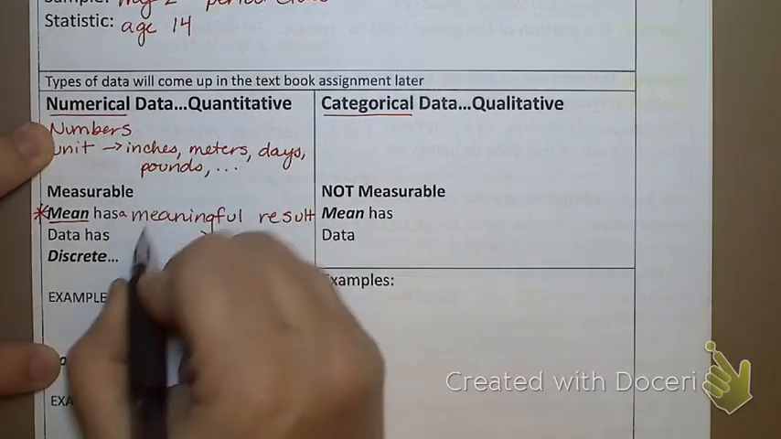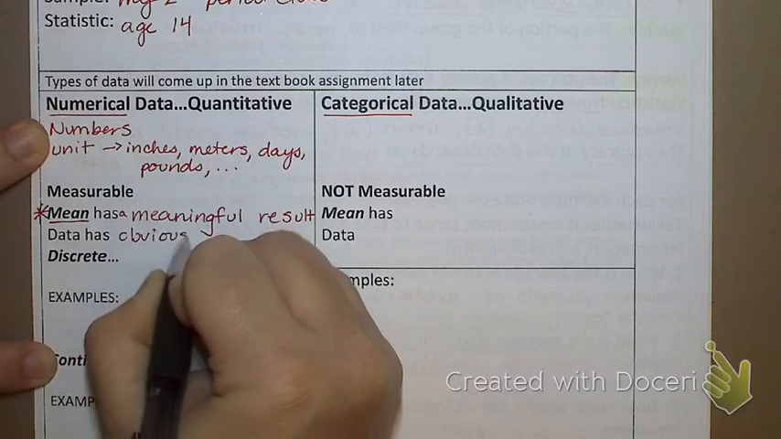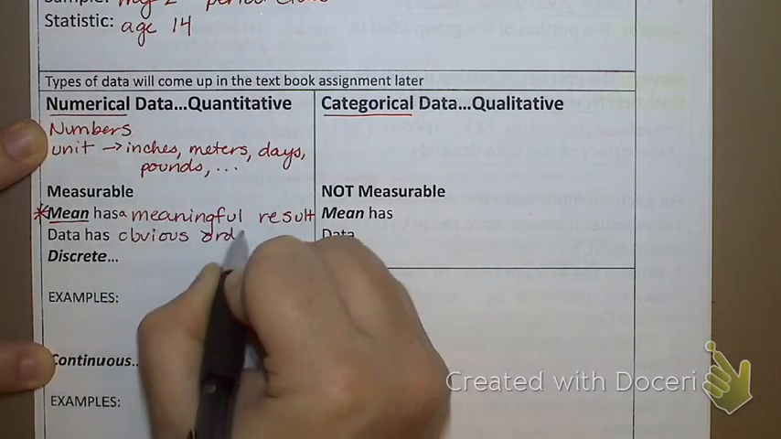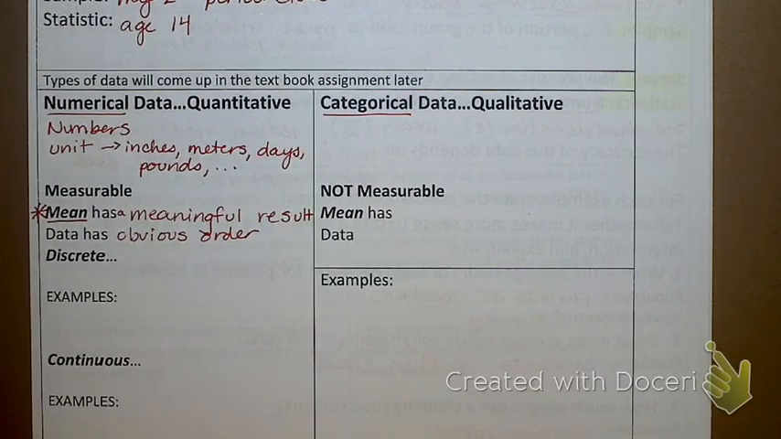The data has usually an obvious order. So again, if I asked everyone's height in here, there would be an order to that data that I would get. Shortest to tallest, right? Least to greatest. There's some kind of an order.